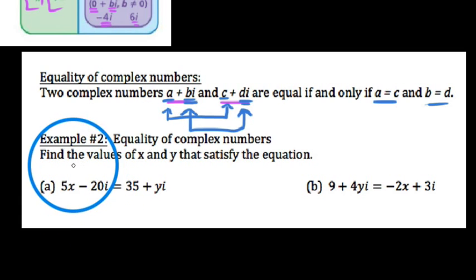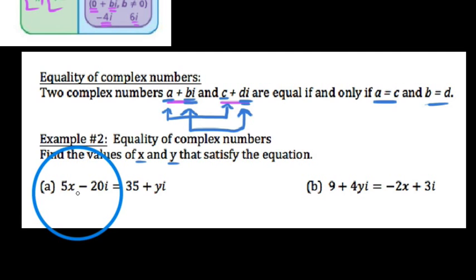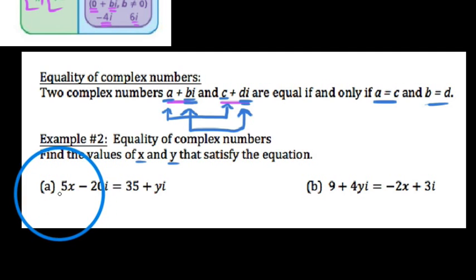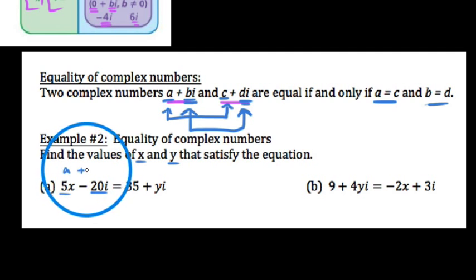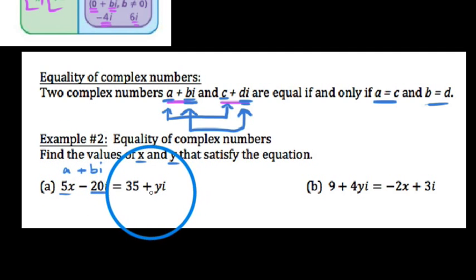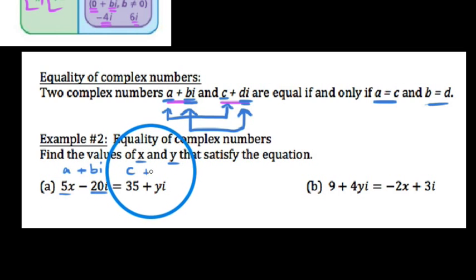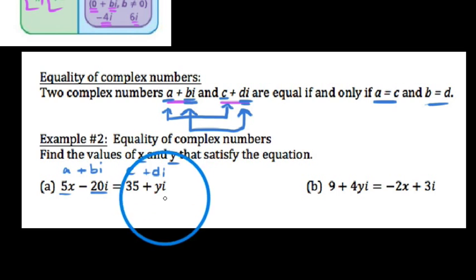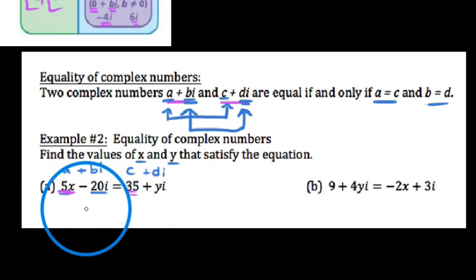So using this property, what we want to do is find values of x and y in this example that satisfy these equations. What I notice here is I have this 5x minus 20i. This is like our a part, and this is our bi part. And over here we have 35 plus yi, what it's equal to. This is like our c part, and this is like our di part. So what we could conclude is that the 5x, whatever that is, has to be equal to 35.